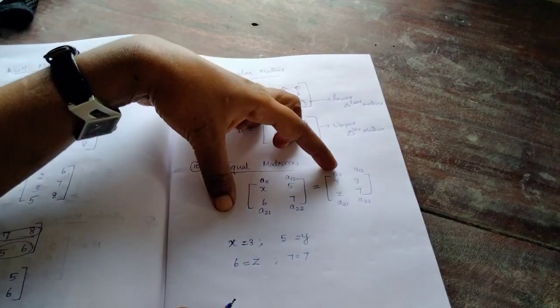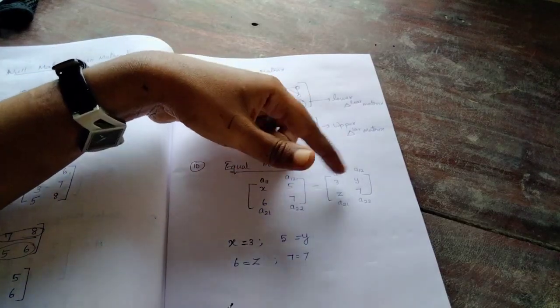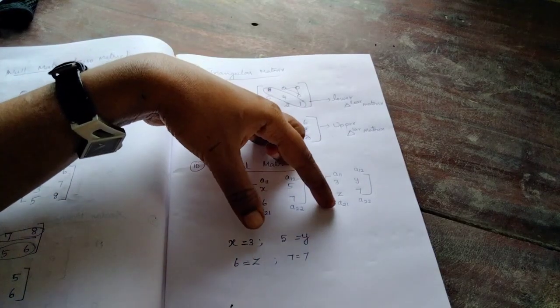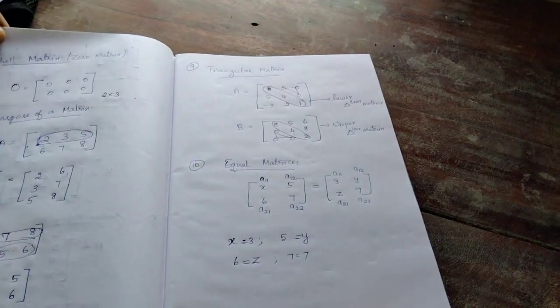Two matrices are said to be equal when each corresponding entry is equal. Here x equals 3, y equals 5, z equals 6, and 7 equals 7. Those are equal matrices. Got it, students? So the 10th one is over.